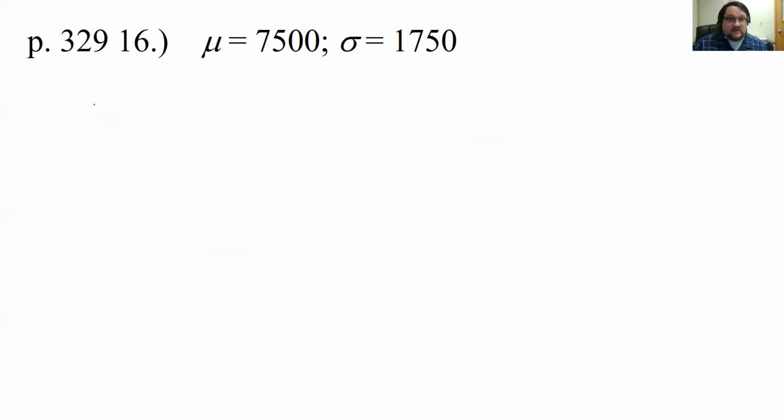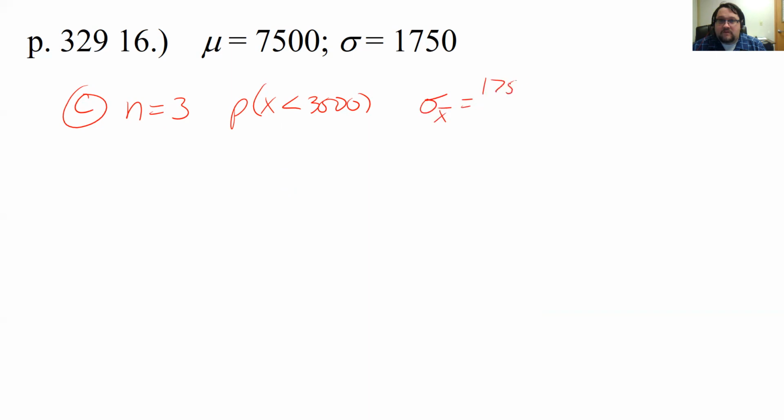C says, let's do what we just did, but this time we're going to use an n value of 3. We're going to do 3 tests and see what that is. Again, what's the probability that X bar is less than 3,500? Now that we have 3 tests, that's going to change our standard error. So that's going to be 1750 over the square root of 3, which is about 1010. That's how big the standard deviation should be for a sample size of 3.